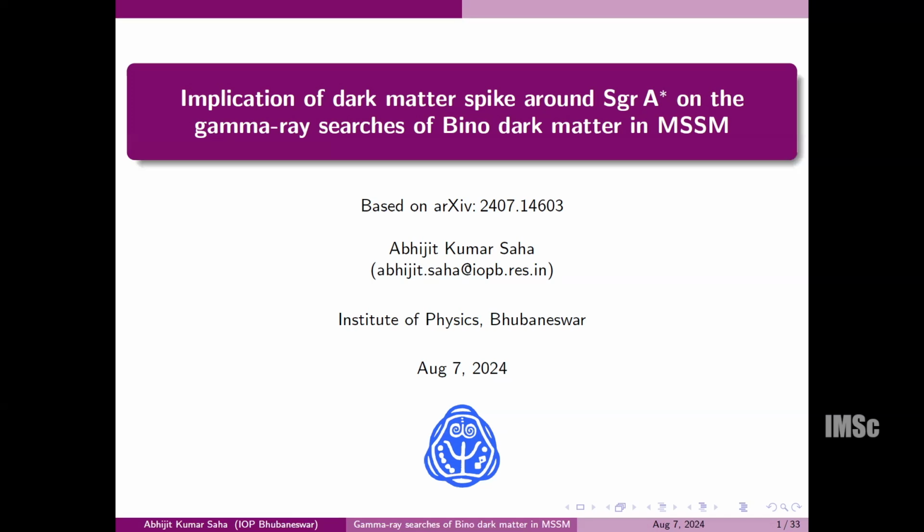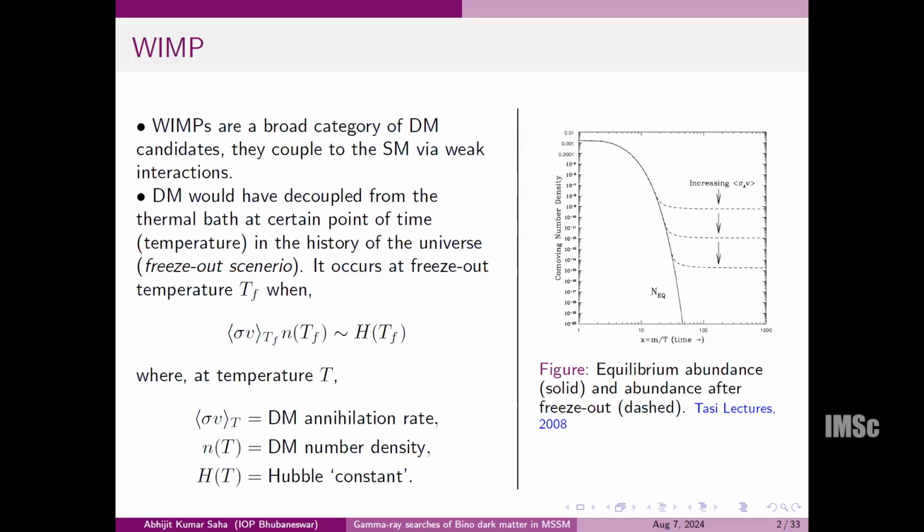First, particle dark matter means we need to accommodate dark matter in a particle physics form. In the particle dark matter nature, we have a broad category of dark matter candidates. They couple to the standard model via weak interaction. So it is assumed that in the early universe, the dark matter was in thermal equilibrium with the standard model particles. So the number distribution of the dark matter will follow the thermal equilibrium distribution, with the same temperature as the standard model.